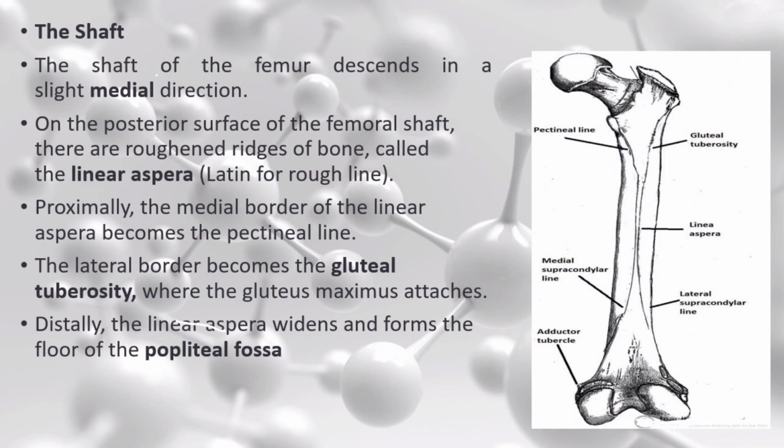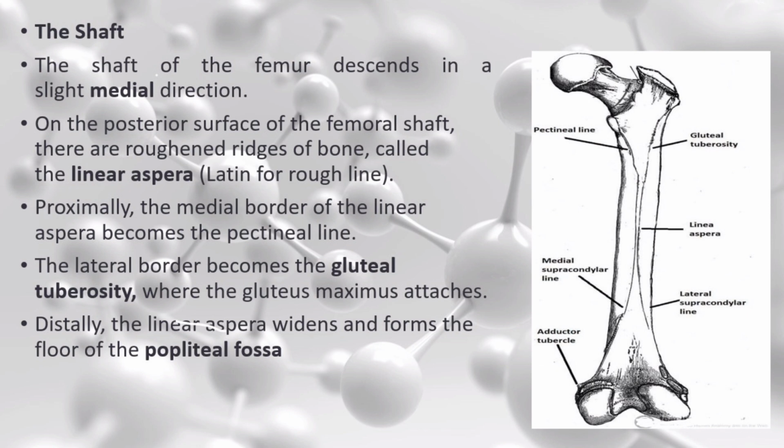The shaft. The shaft of the femur descends in a slight medial direction. This brings the knees closer to the body's center of gravity, increasing stability. A cross-section of the shaft in the middle is circular but flattened posteriorly at the proximal and distal aspects. On the posterior surface of the femoral shaft, there are roughened ridges of bone, called the linea aspera, Latin for rough line. This splits distally to form the medial and lateral supracondylar lines. The flat popliteal surface lies between them.